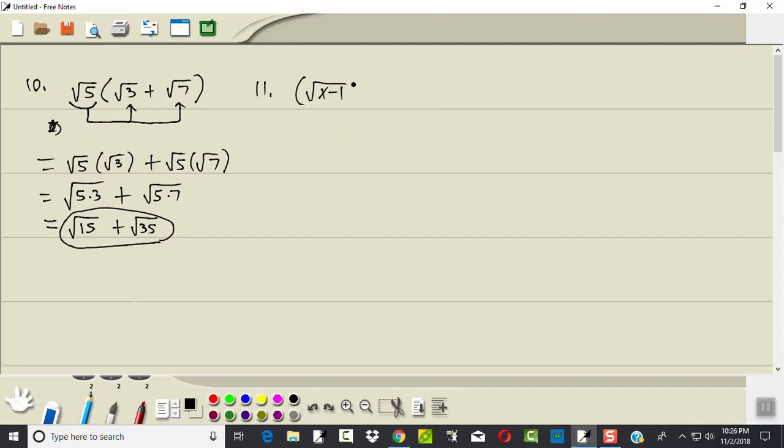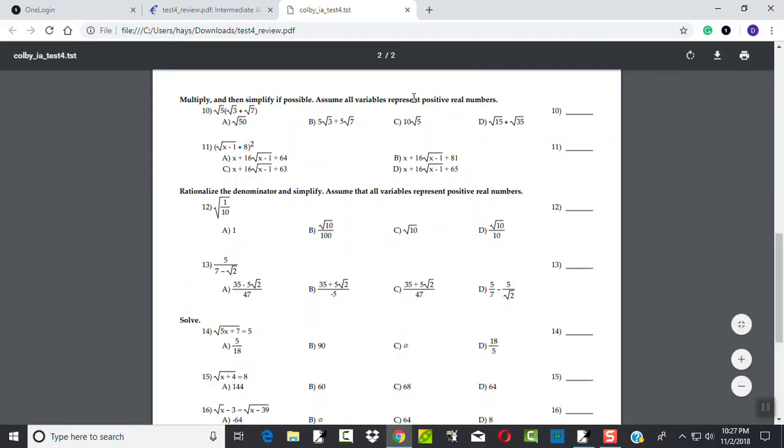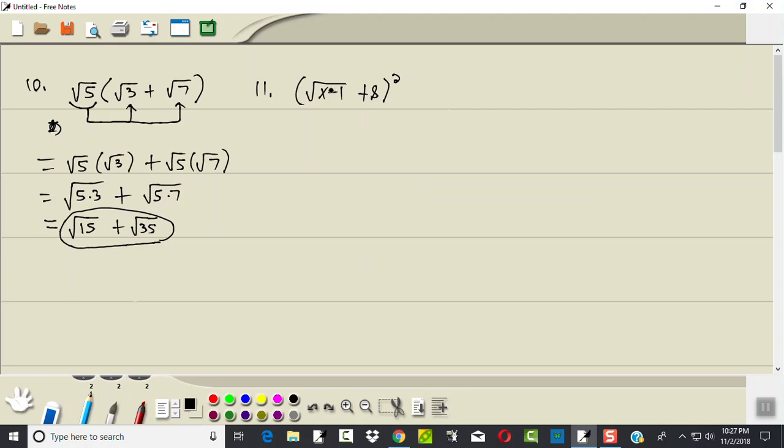Square root of x minus 1 plus 8, squared. Now in this one you might think I'll just square this and square this, but you can't because of the plus in here. So we have to rewrite this as the square root of x minus 1 plus 8 times the square root of x minus 1 plus 8. That's what that squared means, is you multiply it times itself.